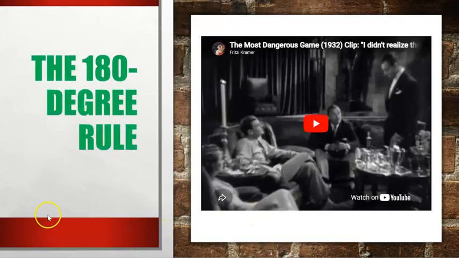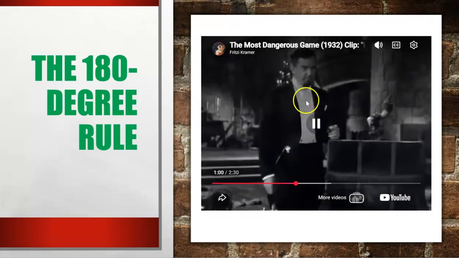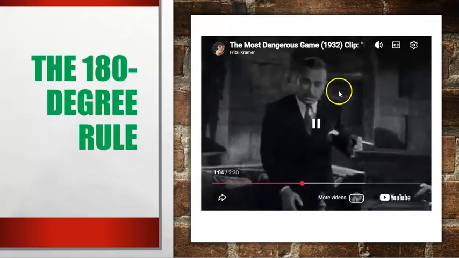A simple scene from The Most Dangerous Game demonstrates what we do with that line when you have numerous characters. So I'm just going to play a quick dialogue scene where Zaroff is the eye line.